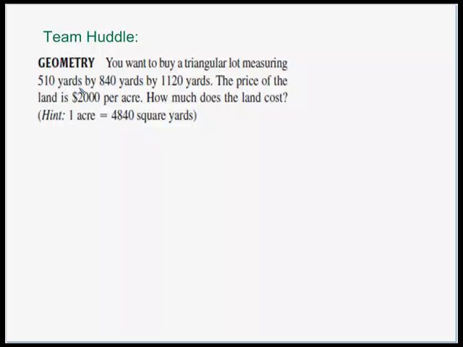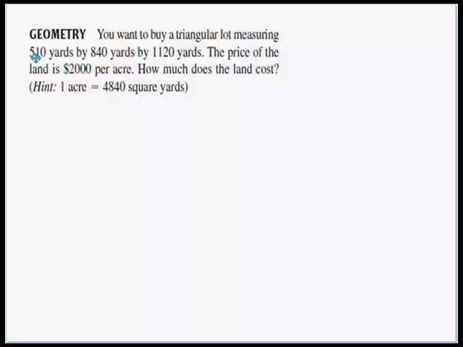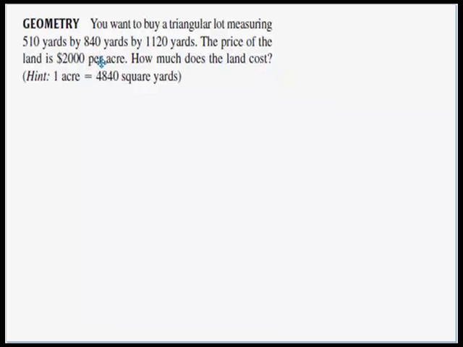So try this problem here for a little practice. You want to buy a triangular lot of land. It measures 510 by 840 by 1,120 yards. The price of the land is $2,000 per acre. How much is the land? And here they give you a hint. 1 acre is 4,840 square yards. Find the cost of that land. Pause the video, try the problem, and then come back and see how you did.